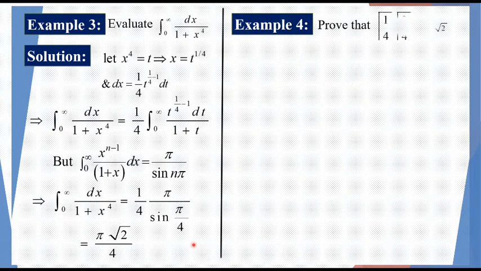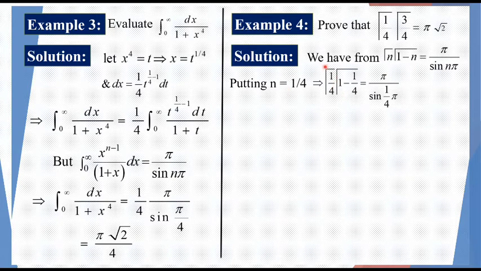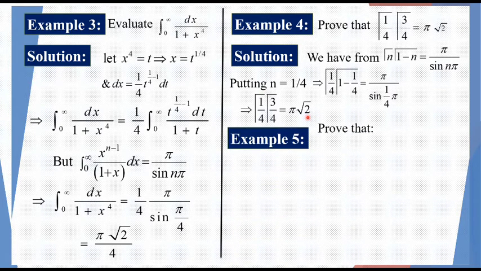Example 4: prove that gamma 1 by 4 times gamma 3 by 4 equals pi root 2. We have from gamma n times gamma 1 minus n equals pi upon sine n pi. So we can put n equals 1 by 4 here. When we put 1 by 4, gamma 1 by 4 times gamma 1 minus 1 by 4 equals pi upon sine 1 by 4 pi, or gamma 1 by 4 times gamma 3 by 4 equals pi root 2. So this is the required solution of this particular example.